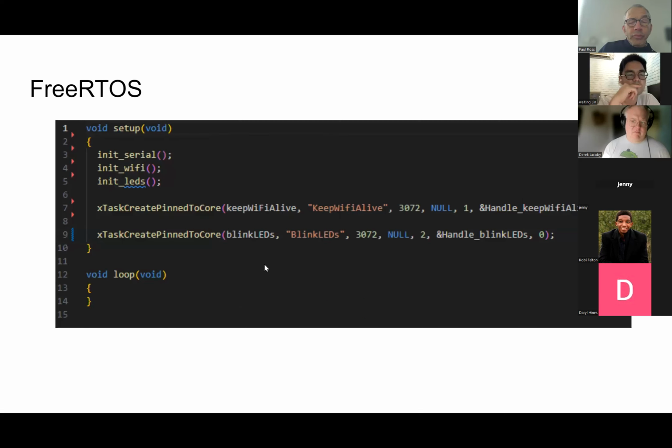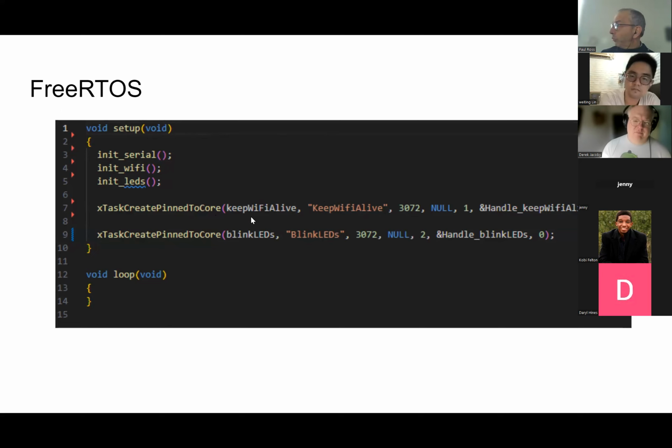In FreeRTOS, you do it a little like this. Again, this is some real pseudocode, but essentially you keep your setup function. Because I'm using PlatformIO, I can create additional files that have functions defined, like init my serial connection, init my Wi-Fi, init my LEDs. Initialize is what I mean by that. So maybe I call some initialization functions, and then I use this function called xTaskCreatePinnedToCore, and give it a bunch of arguments.